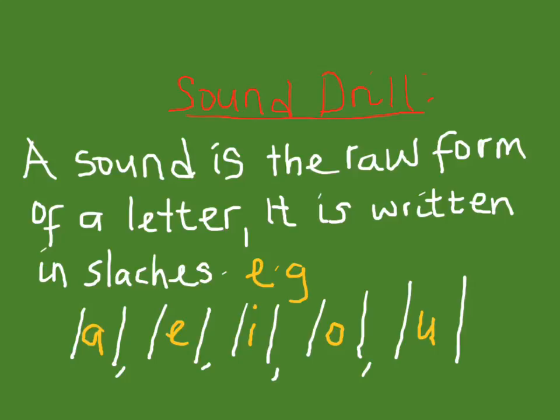So before you see the letters of the alphabet beautifully written on a board or in a book, before they were realized in those shapes you see them, they had to undergo the creation process. And this raw form of those letters is referred to as sound. So sounds are written in slashes. Look at the examples below.